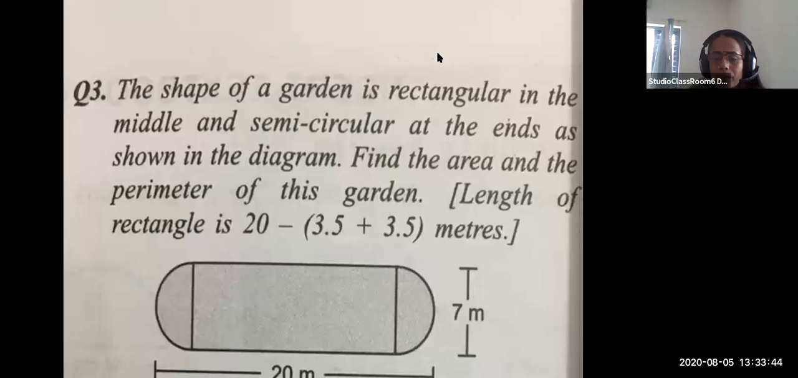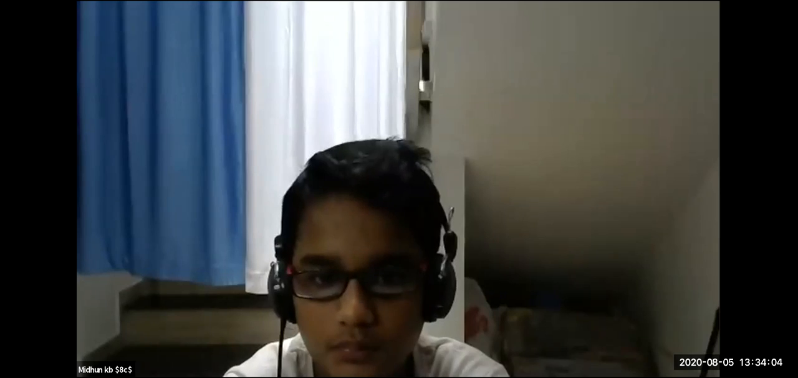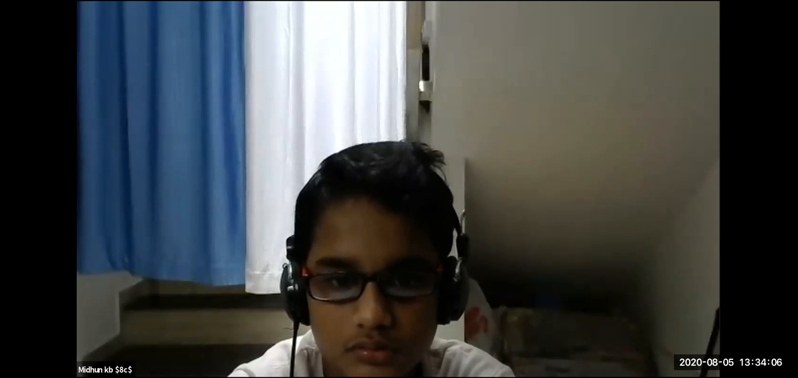Next question, fourth. Explain. Then we found area of the two semicircles. After that, what is next? 2 into 1 by 2 pi r square. 2 into 1 by 2.